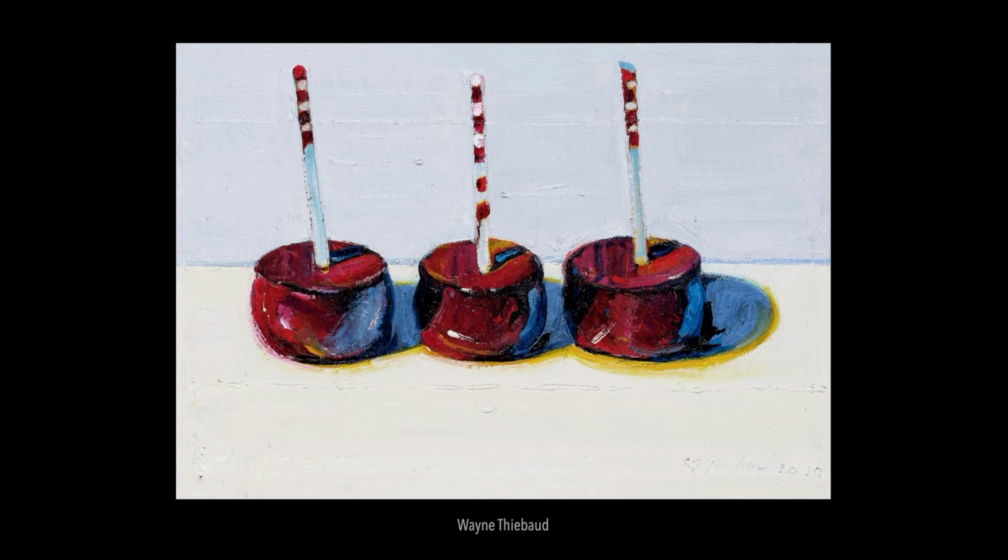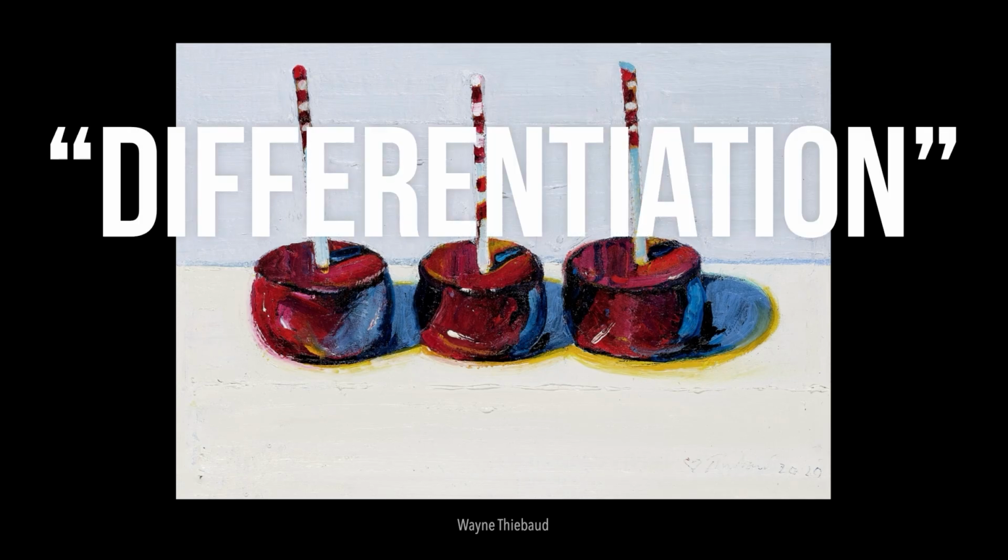So when you have a motif like this, where there are multiple objects and those objects are essentially identical, one way to make the arrangement less static is to use an approach called differentiation, which means you make a slight adjustment to one of the parts while keeping the other parts as similar as possible.